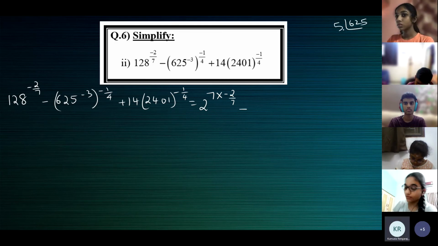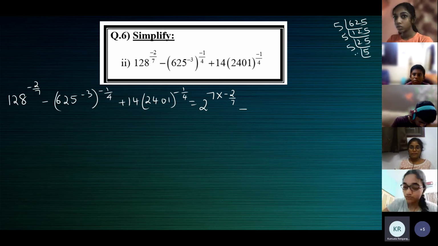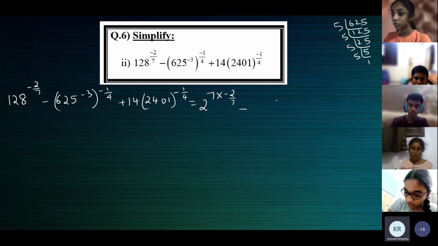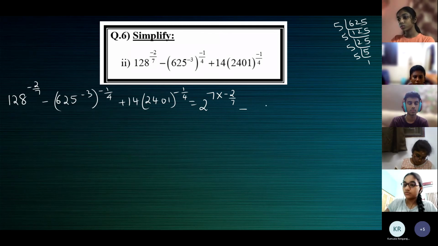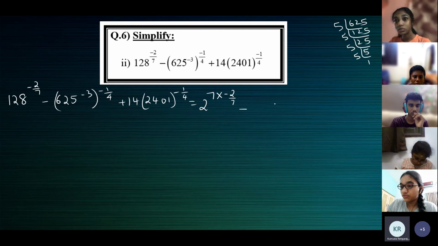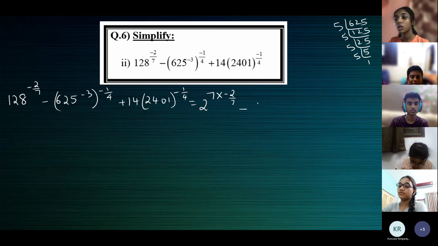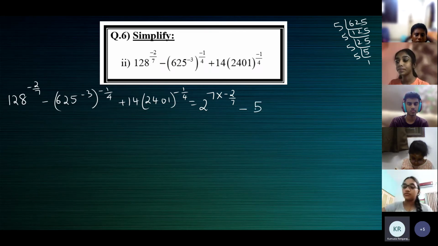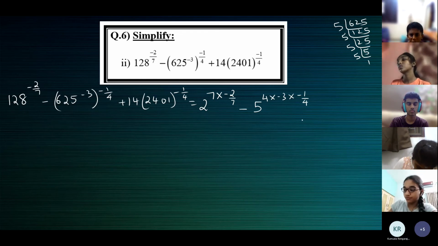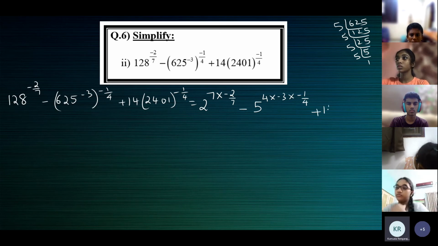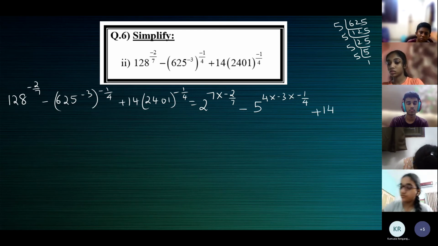625: 125 times 5, 25 times 5, 5 fives are 25, 5 ones are 5. So 5 to the power 4. How many powers are there already? There is minus 3, and another power, minus 1 by 4. What should you do with all these powers? Multiply all. 625 is 5 to the power 4. Multiply the remaining powers, into minus 3 into minus 1 by 4, plus 14 into, what is 2401? 7 to the power 4.